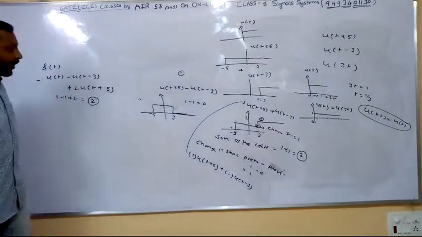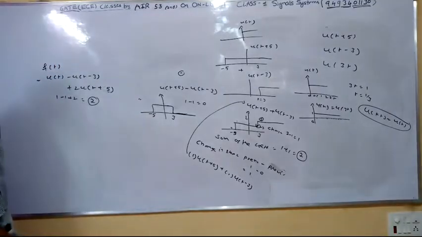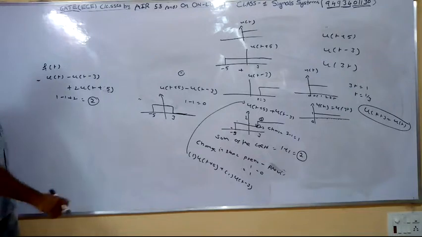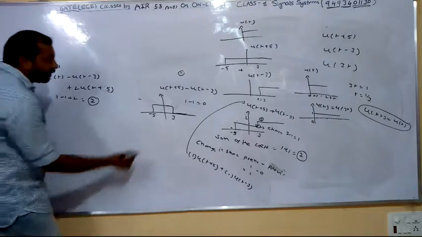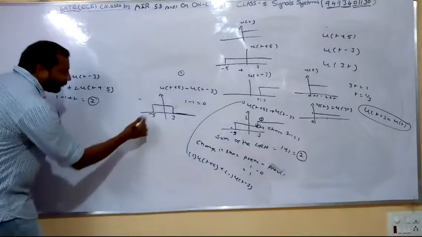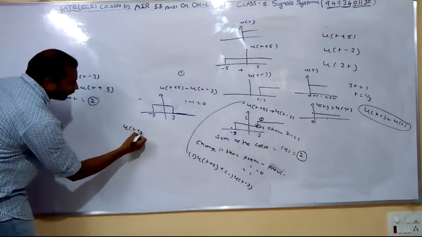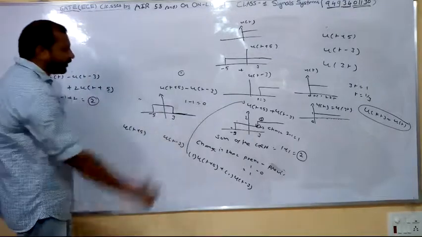Now coming to this one, if the signal is given like this, they may ask you what is the expression in the form of steps. First of all, you have to verify at what instances the step changes were there. Here at t equal to minus 5 we have a step change, and at t equal to 3 we have a step change again. The instant t equal to minus 5 corresponds to u of t plus 5, and the instant t equal to 3 corresponds to u of t minus 3.